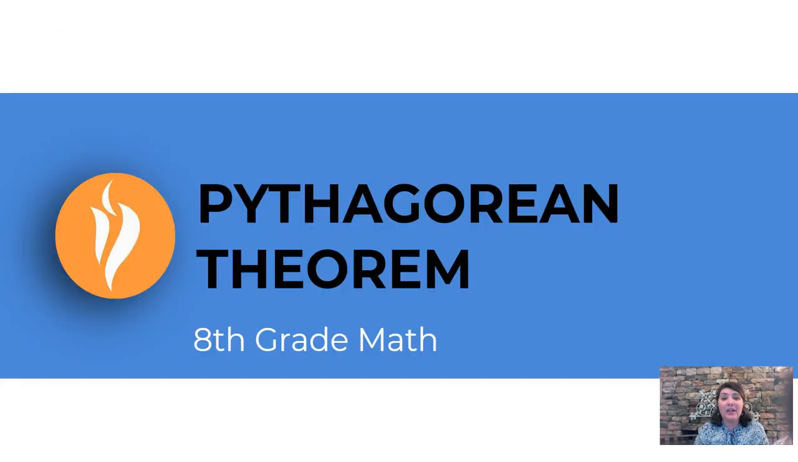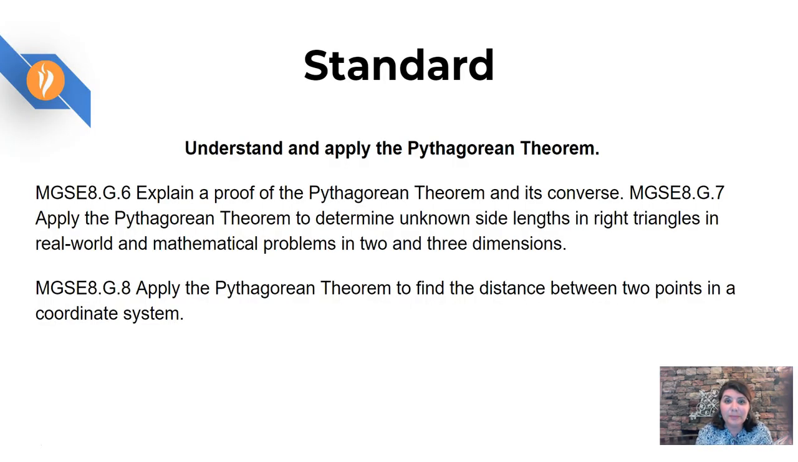Today, we're going to talk about the Pythagorean Theorem in 8th grade math. We're going to be talking about the following standards. The big idea is that we're going to understand and apply the Pythagorean Theorem. Geometry Standard 6 says, explain a proof of the Pythagorean Theorem and its converse. Geometry 7 says, apply the Pythagorean Theorem to determine unknown side lengths in right triangles, in real world and mathematical problems in 2 and 3 dimensions.